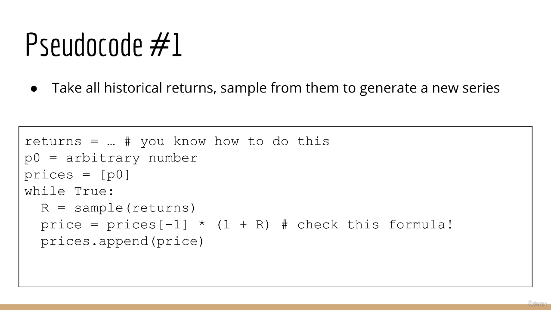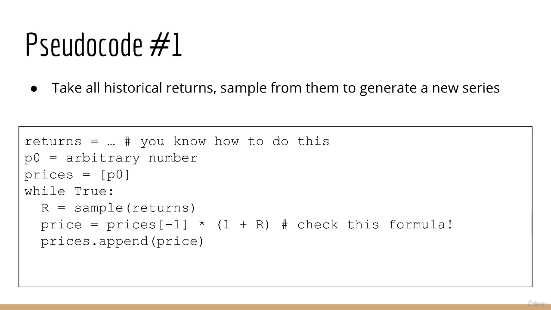First, let's assume that we have an array of returns that we've just calculated from our data. Recall that you already know how to do this. Next, we start with some arbitrary start price. We can just set it to be the final close price in our dataset. Next, we enter a loop.